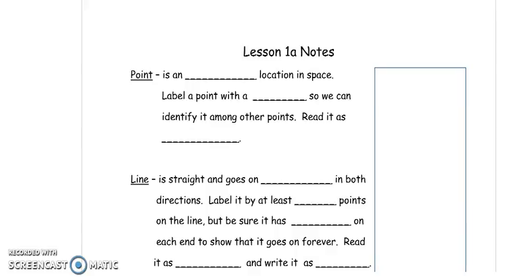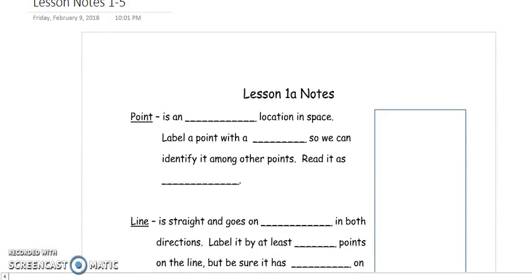Okay, we're about to start our Lesson 1A notes, part of the Geometry Review packet. Today we're going to be focusing on 3 terms in geometry: point, line, and line segment. So I want to first begin by talking about how I want you to fill out your notes. Your job is to follow along with the video, and when I'm writing on the notes, you should write on your notes the exact same things that I'm writing.